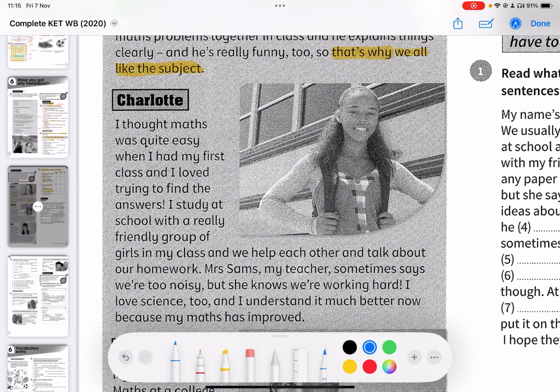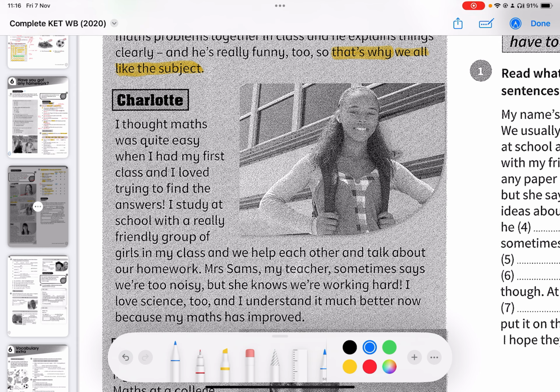Right, so I think this is a little bit more difficult. We're going to read one more time and I'm going to explain to you so that you can tell me. All right. I thought maths was quite easy when I had my first class, and I loved trying to find the answers. I study at school with a really friendly group of girls in my class, and we help each other and talk about our homework. Mrs. Sams, my teacher, sometimes says we are too noisy, but she knows we are working hard. I love science too, and I understand it much better now because my maths has improved.